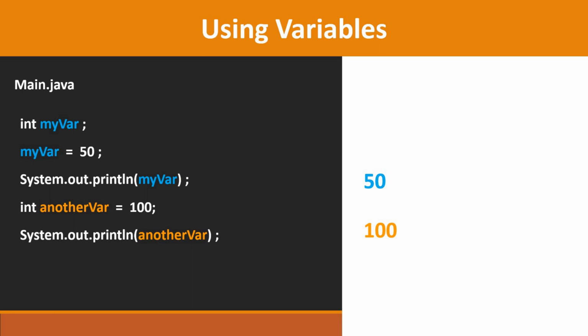Java allows us to modify the value of variables. So we can do things like assign the value of anotherVar to myVar. So now when we print out myVar, rather than displaying the value 50 as it did earlier, it now displays the value 100. In some cases, we may not want to allow changes to a variable, and that's where the final modifier comes in.